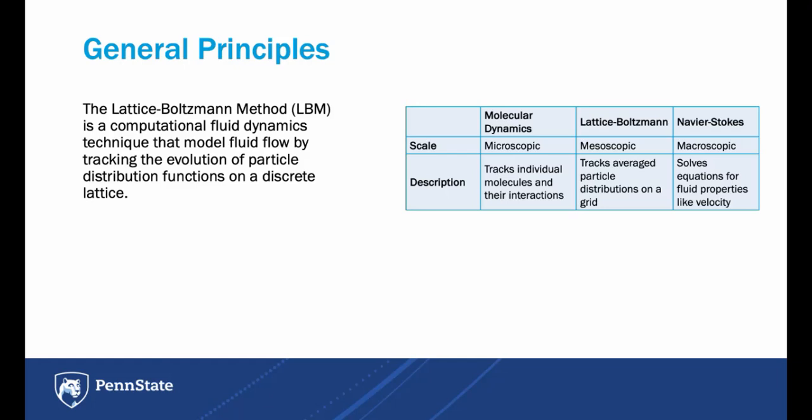These particles follow simple rules. They stream in specific directions and collide locally at each time step. LBM belongs to a class of models that operate at the mesoscopic scale. This means it doesn't track every individual molecule like in microscopic models, and it doesn't treat fluids as a continuous bulk material like in macroscopic models. Instead, LBM represents fluid as a particle distribution function at each node in a grid. These distributions describe the motion and properties of the fluid.